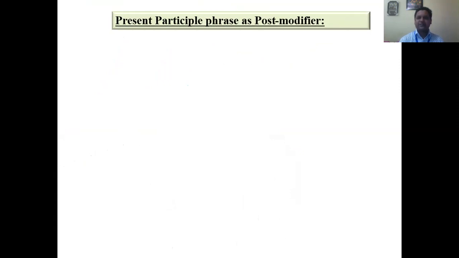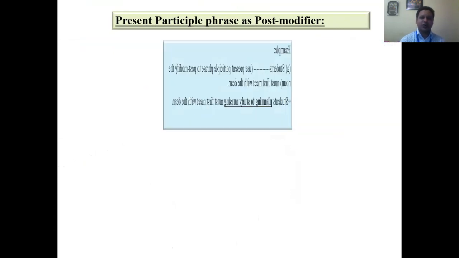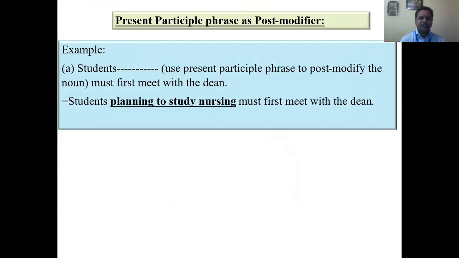Present participle phrase as post-modifier. Here we will see the uses of the present participle phrase as a post-modifier. You will see an example. Students, use a present participle phrase to post-modify the noun. Must first meet with the dean. Students is the noun here. We have to post-modify students by putting a present participle phrase after students. So it will function as a post-modifier.